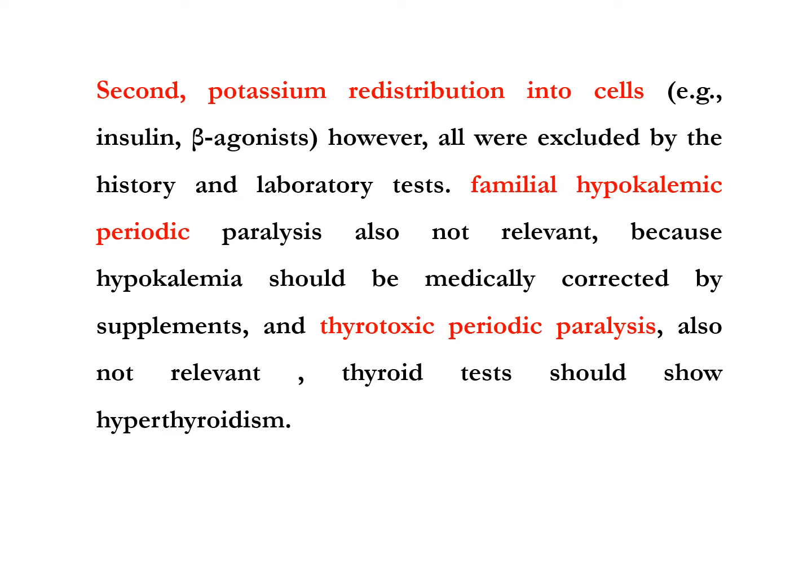Also, there are two other causes of intracellular shift, including familial hypokalemic periodic paralysis, which is also not relevant in our case because in this disease, hypokalemia should be medically corrected by supplementation. And also thyrotoxic periodic paralysis, not relevant in our patient because the thyroid tests are normal, not hyperthyroidism.